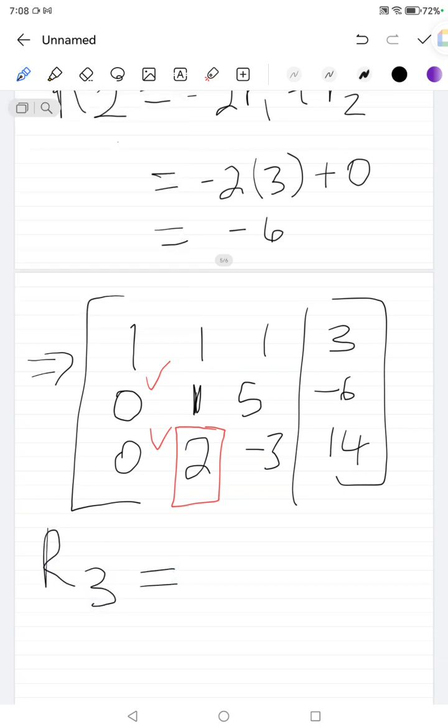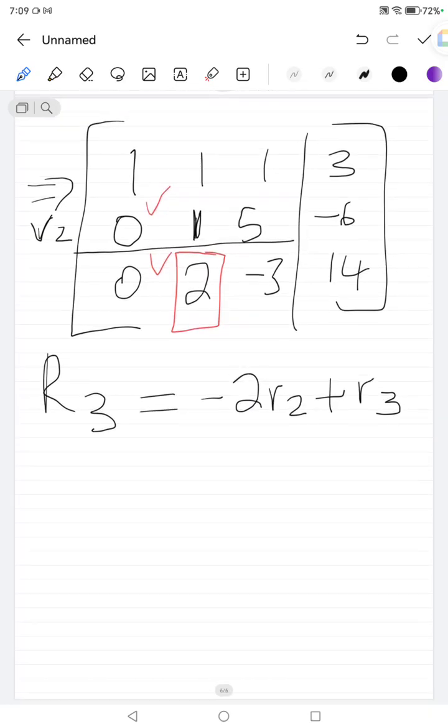what are we going to say? We're going to consider row 2. You see, if we multiply row 2, which is this one, by negative 2, then we add it to row 3, it means we'll be able to get the 0 at the bottom. So I'm basically saying we have minus 2 times row 2, which is this one that you see, plus row 3.